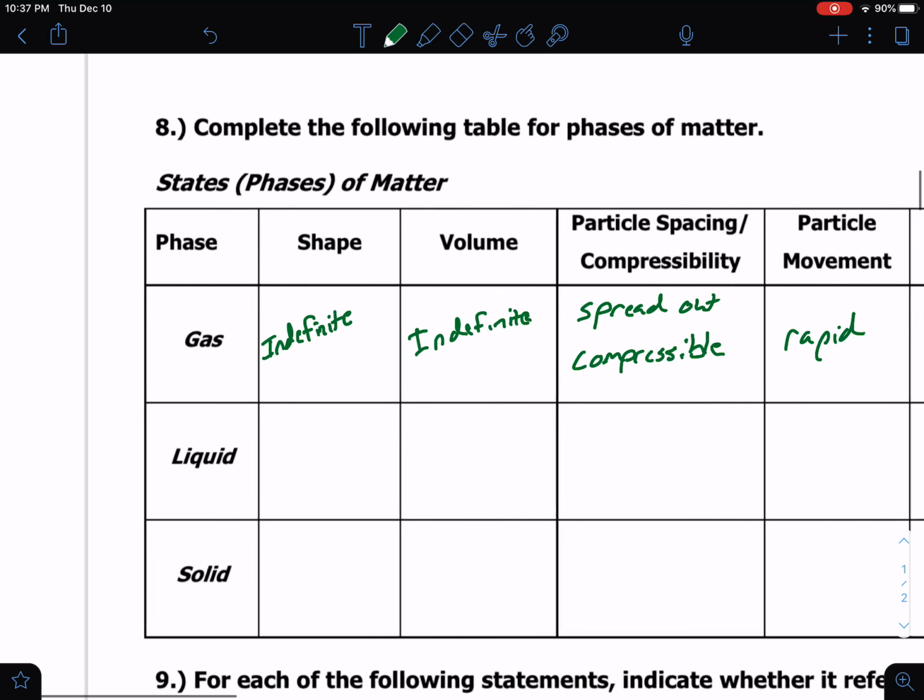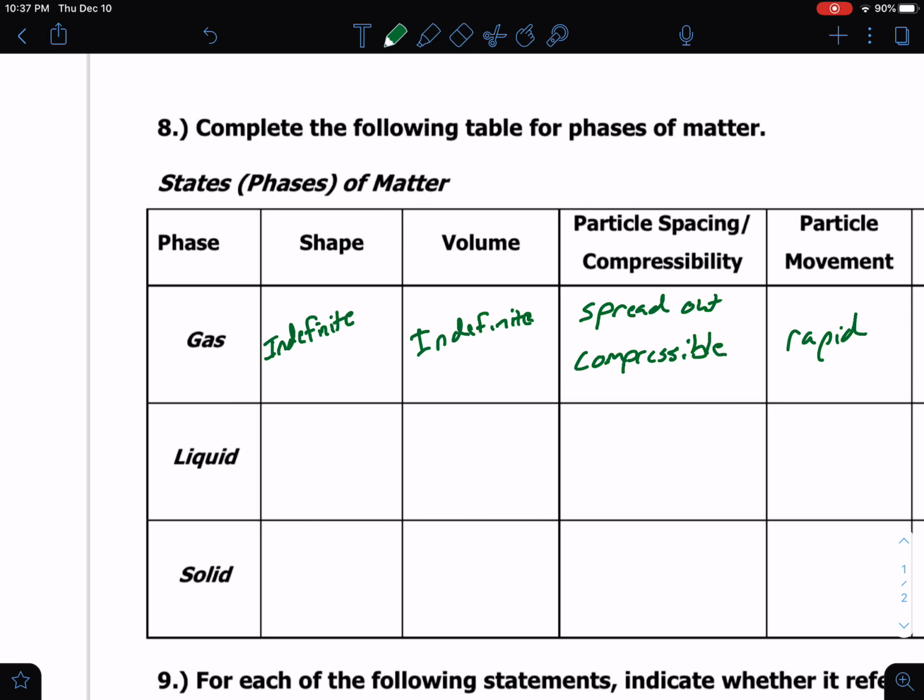Then we go back to our liquid. Liquid shape is going to be indefinite as well. If you pour a liquid into a container, it will take the shape of the container. Volume is going to be definite. If I pour water into a container half full, it's not going to expand and take up the whole container. So it does have a definite volume. It will stop at some point.